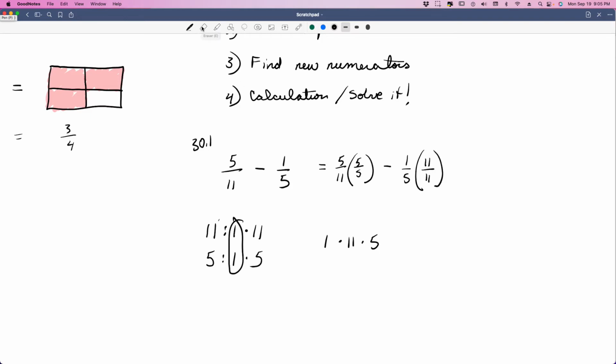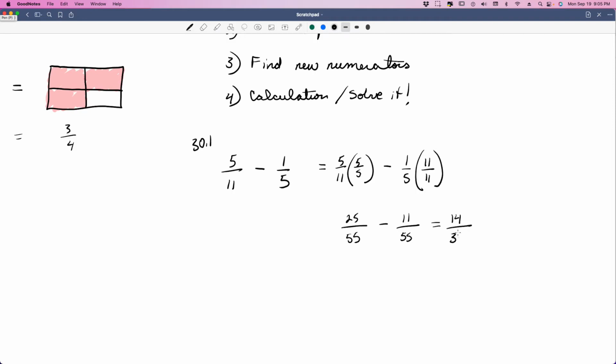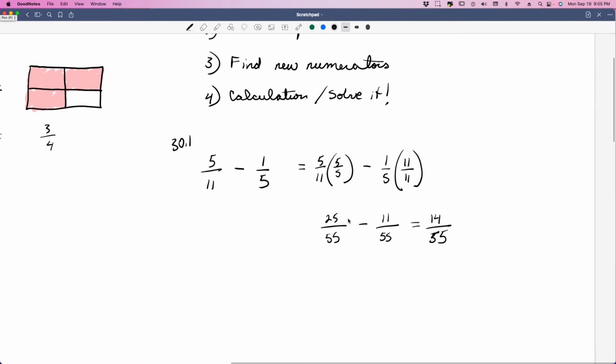And that ends up looking like 5 times 5 is 25, and 11 times 5 is 55, minus 1 times 11 is 11, and 5 times 11 is 55. 25 minus 11 is going to be 14 over 55. Easy peasy.